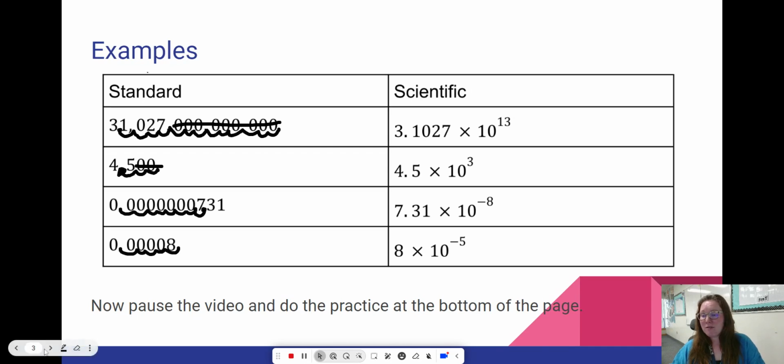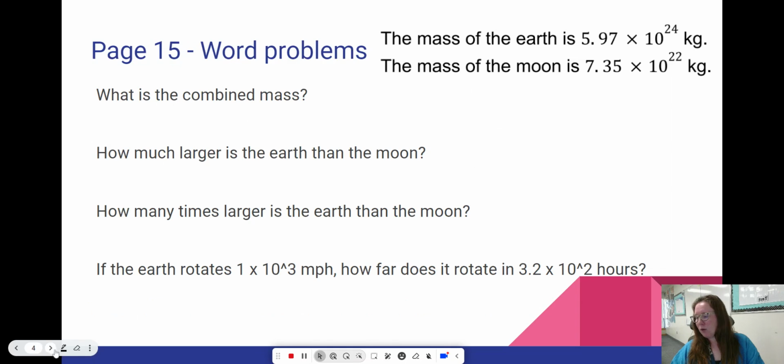Okay, so you should have done that practice at the bottom of page 14. And now go ahead and turn the page to page 15. These are some word problems. So they tell us some information at the top. The mass of the Earth is 5.97 times 10 to the 24 kilograms. And the mass of the moon is 7.35 times 10 to the 22nd kilograms. And we've got these 4 questions.